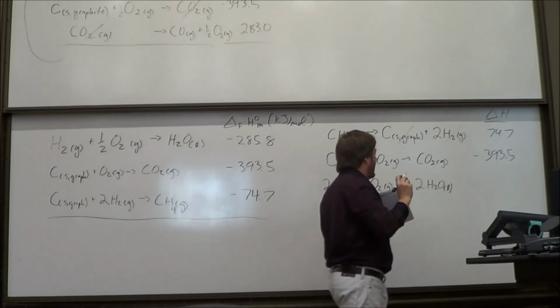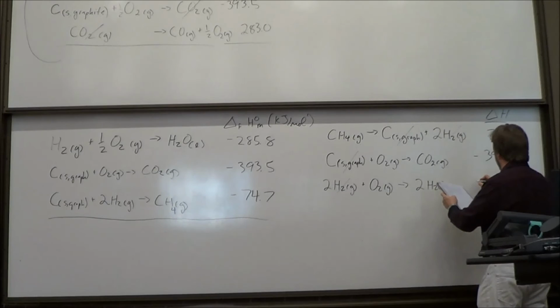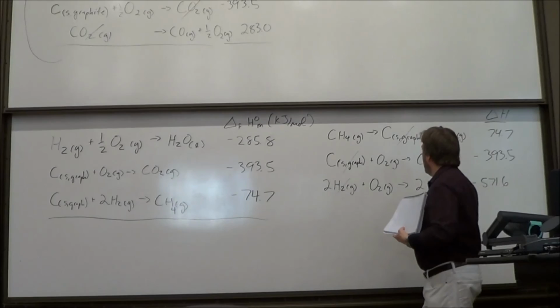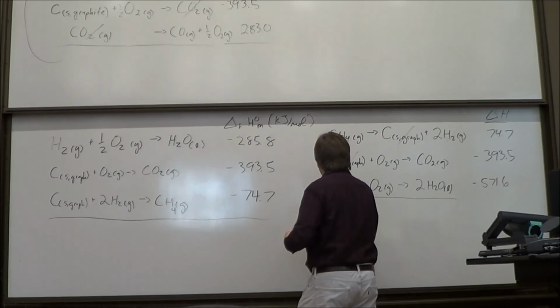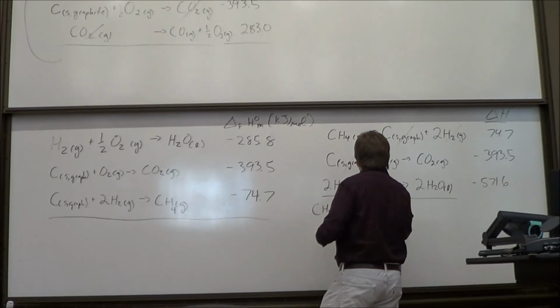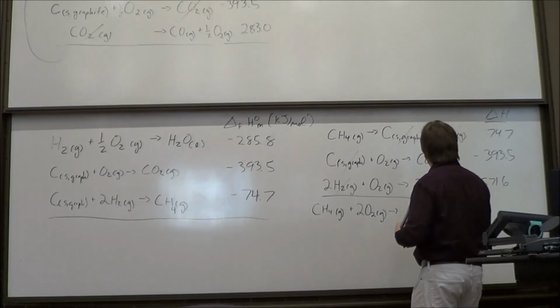Okay, and then this would be 2 times 285, and I have to bring it down. It's 571.6. Okay, let's see here. I've actually canceled out everything I think I need to cancel. CH4, gas, plus 202, and that actually seems a little funky. I'll see if it adds up in a second here. I got CO2, gas.